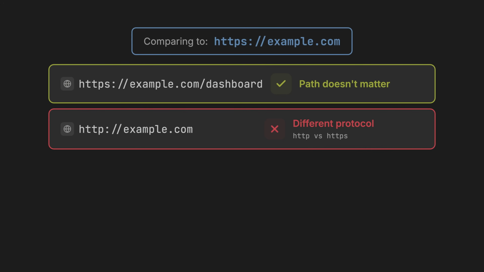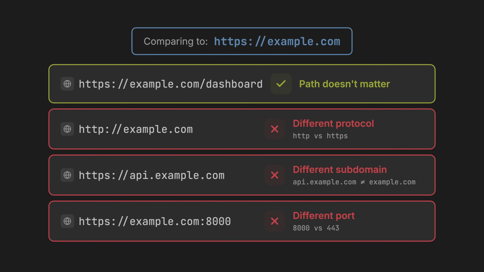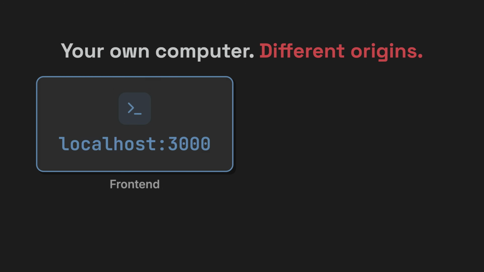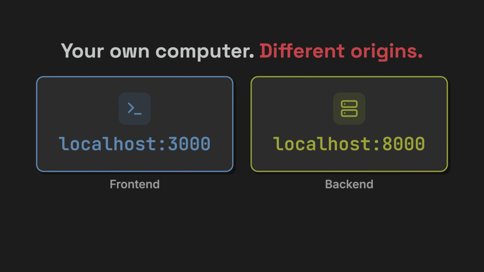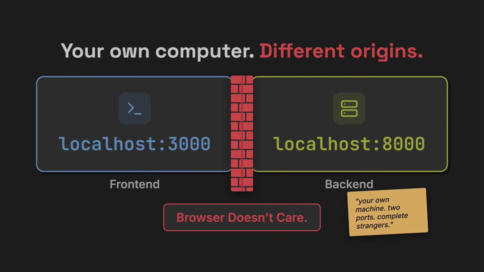Different protocol, different origin. Different subdomain, different origin. They share a domain name. The browser does not care about family resemblance. Different port, different origin. This is why localhost 3000 and localhost 8000 are different origins, even on your own computer. The browser has no idea they're both yours. It applies the same rules it would between 2 completely unrelated websites.